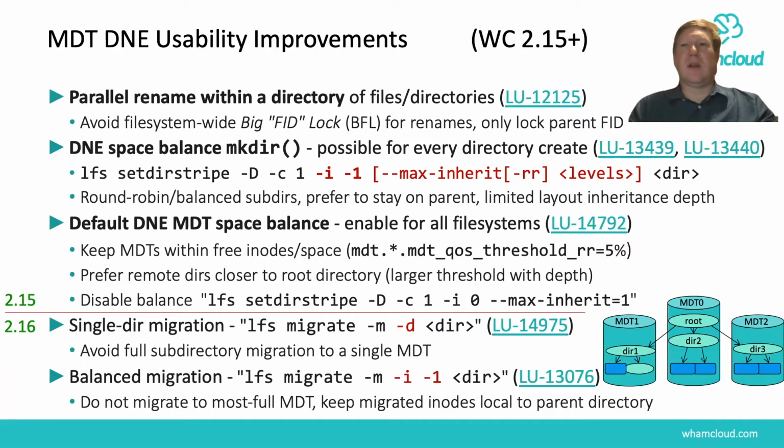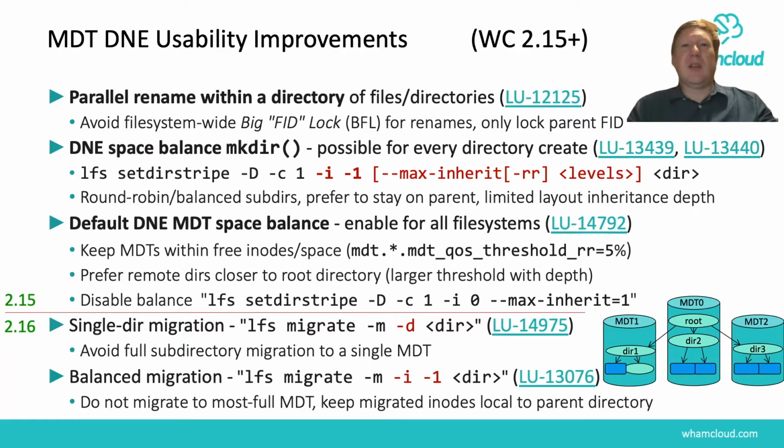On the DNE front, there's actually been quite a lot of work done in this release in order to improve the usability of the DNE feature, so multiple MDTs. Firstly, parallel file renames within a single directory are now allowed. Previously, there was the BFL, the big FID lock, which was needed to lock the entire file system for any rename. And now in the common case of renames within a single directory, we can lock only the parent directory. And so that allows concurrent renames in different subdirectories.